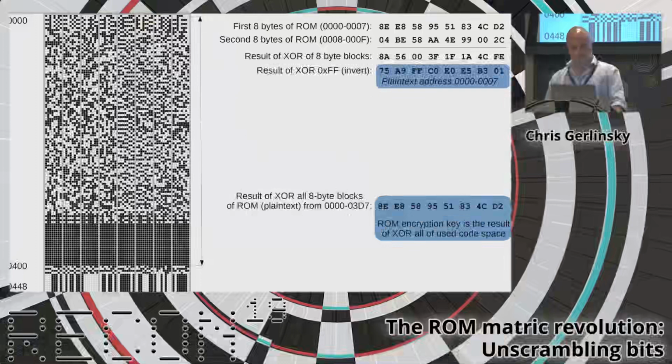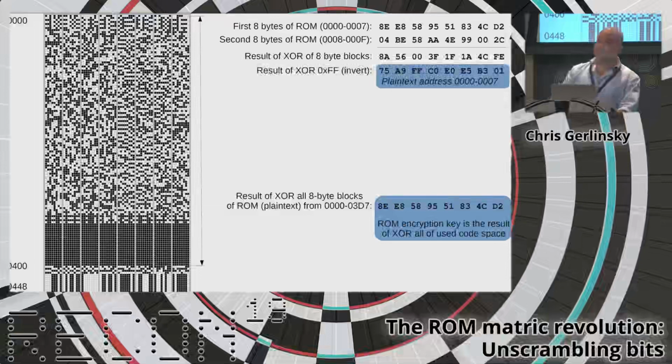So looking into it a little bit more, what they did is they took their plaintext ROM, they exclusive ORed all of the 8-byte blocks together for all of the used code space, and they used that resulting value as their key for their XOR encryption on the ROM. So the very first 8 bytes of ROM, the key that they're going to use, is the result of exclusive ORing all of the used code space.